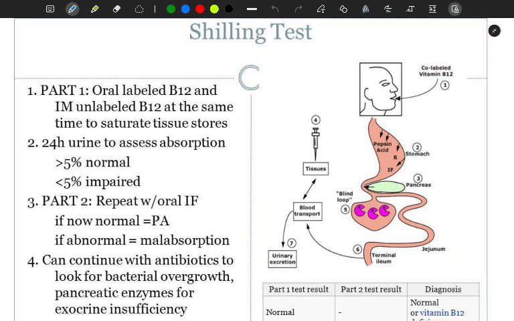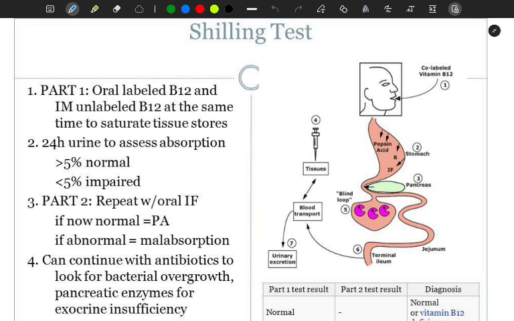So, malabsorption or intrinsic factor deficiency. Any questions until now? I don't understand how this is done. Doctor, it's still low on malabsorption? It's still low, this is malabsorption. If it's improved, if normalized with intrinsic factor, it's pernicious anemia. You give extra, because you give exogenous intrinsic factor. IF is intrinsic factor, okay? Not to be confused.